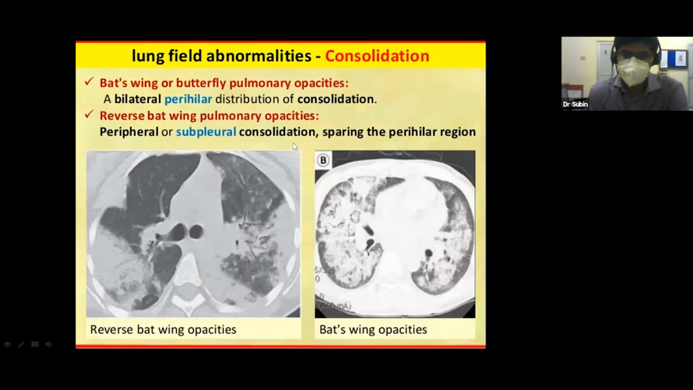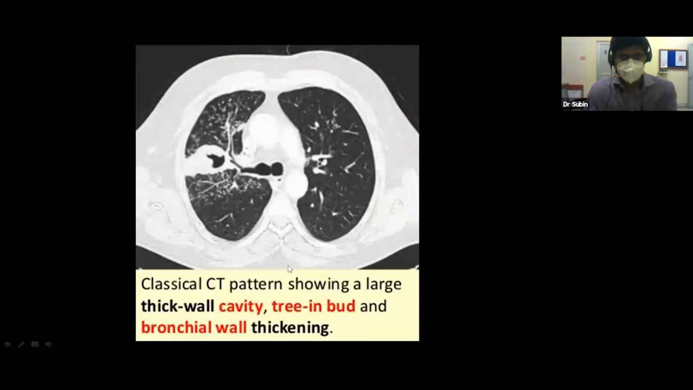And this again, I'm just showing opacities which are similar to consolidation. These are peripheral kind of opacities. This is called reverse batwing opacities. It can be seen in a lot of things like organizing pneumonia or chronic eosinophilic pneumonia. And this is the usual batwing opacities. You can see that the peripheral area is spared and the center area is involved. So this is the batwing opacities which are seen in pulmonary edema.